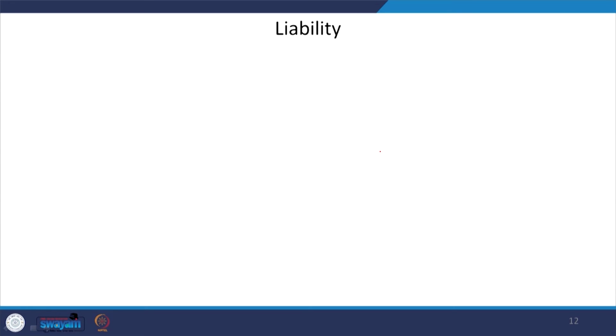Okay. So, now let us talk about the last method under this trading, that is liability. So, what is liability? Here the basic argument of liability is that if you are doing any kind of harm to someone, then obviously you have to pay for the damage that you are causing. That means you have to compensate that person for the damage you have caused, right.